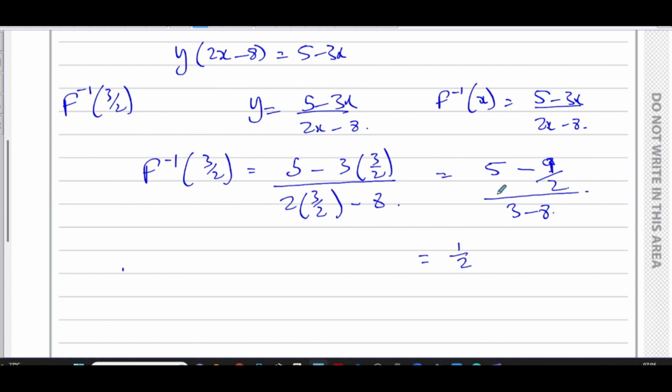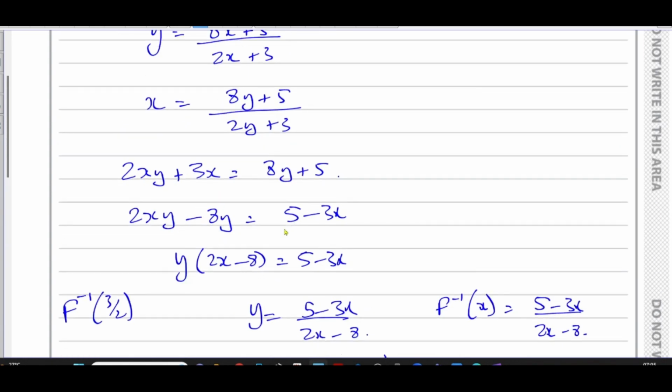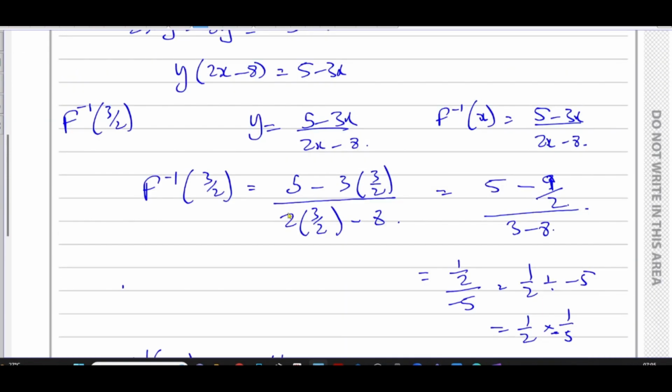That's 10 over 2 minus 9 over 2, which is 1 over 2, over negative 5, which is a half divided by minus 5, which is the same as a half times minus 1/5, which gives you minus 1 over 10. So we can see that the inverse of the function, when you put 3 over 2 into it, is negative 1 over 10, which is exactly what we found when we did it the other way. This is a lot longer. It's still correct, you'll still get the 2 marks, but it takes you a lot longer.